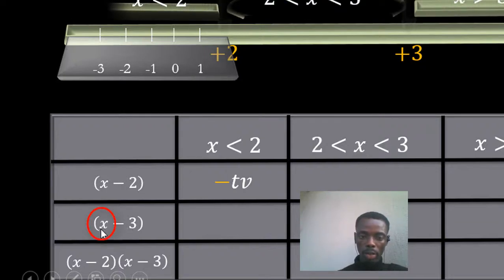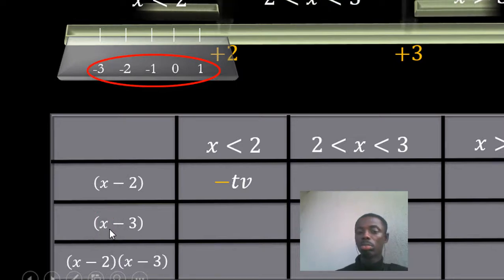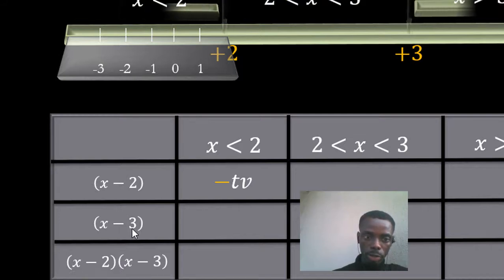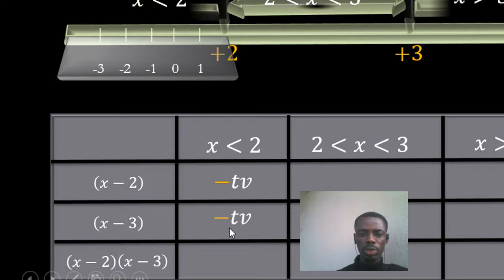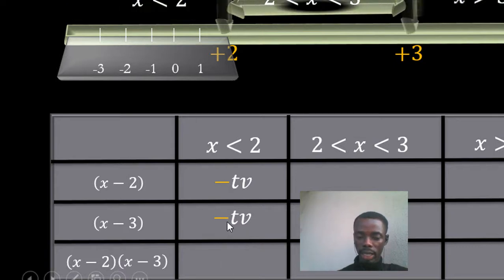Minus 3. What do you still have? I think it's still a negative. 0 minus 3 is a negative. So I'm having negative, negative. So if that is the case, then negative multiplied by negative, what do you have? Negative by negative, you have a positive. And that is what forms the answer here for the third row.